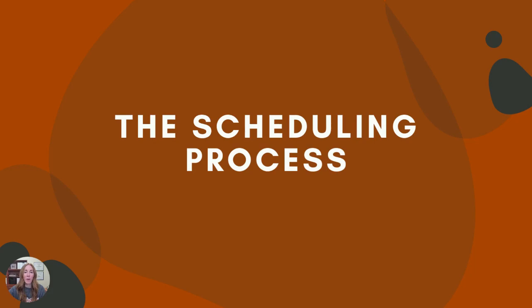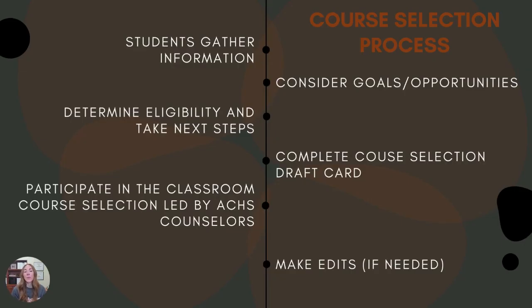Let's talk about the scheduling process. It all begins with this course selection process. So first, students gather information. You're watching this video. We have a number of videos that have been posted on our ACHS Counselors YouTube page, ranging in topics from AP and honors, dual enrollment, executive internship and those applications, senior leave, the seal of biliteracy, graduation requirements, promotional requirements, and many, many other videos.